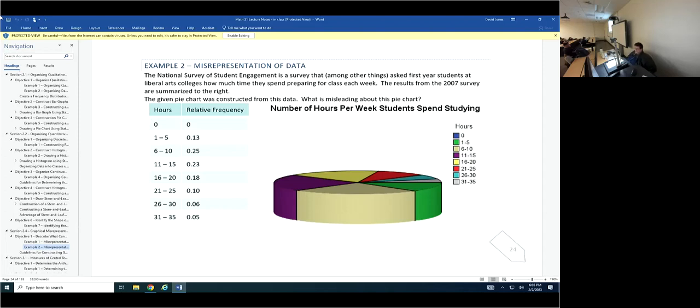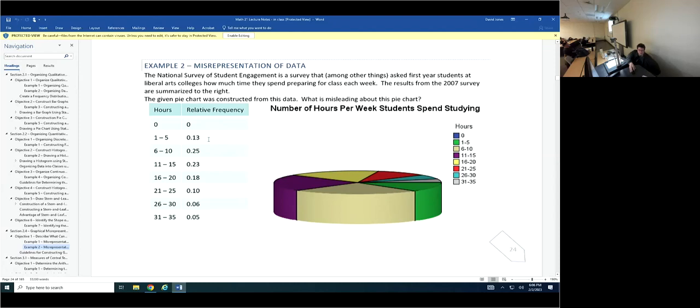So let's not look at the data right now. Let's just look at the chart, see what we're seeing. Which color looks like the biggest color? The one in the front, right? Yeah. It looks like that one corresponds to the 6 to 10. And the purple and the green look a lot smaller, don't they? The purple is the 11 to 15, the green is 1 to 5.